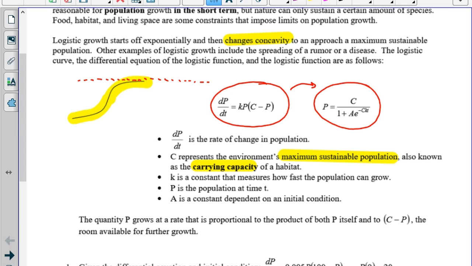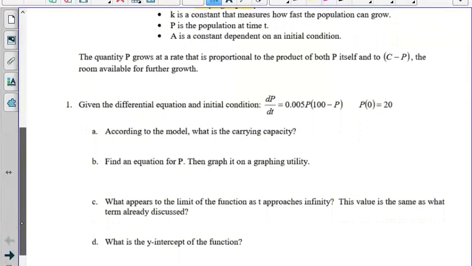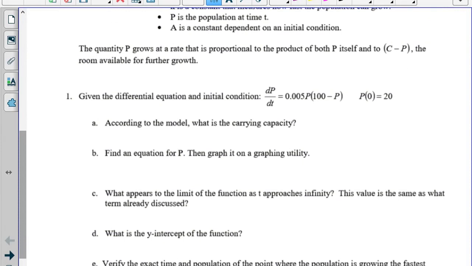But that's not something that we've spent a lot of time talking about, at least in the year that I'm making this video. So the quantity P, the population, is growing at a rate that is proportional to the product of the population and the difference between the carrying capacity and the current population, which is also known as the room available for further growth. So if the capacity is, for example, 800 and the current population is 700, then we only have 100 potential more room for growth in that population.